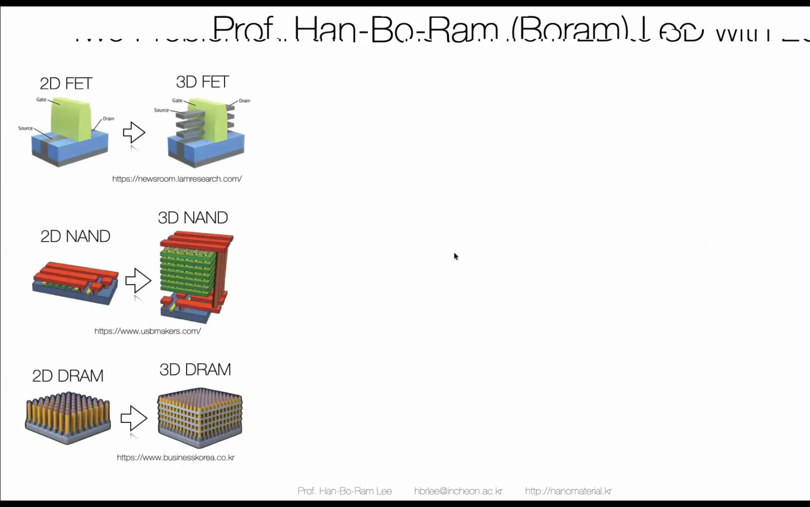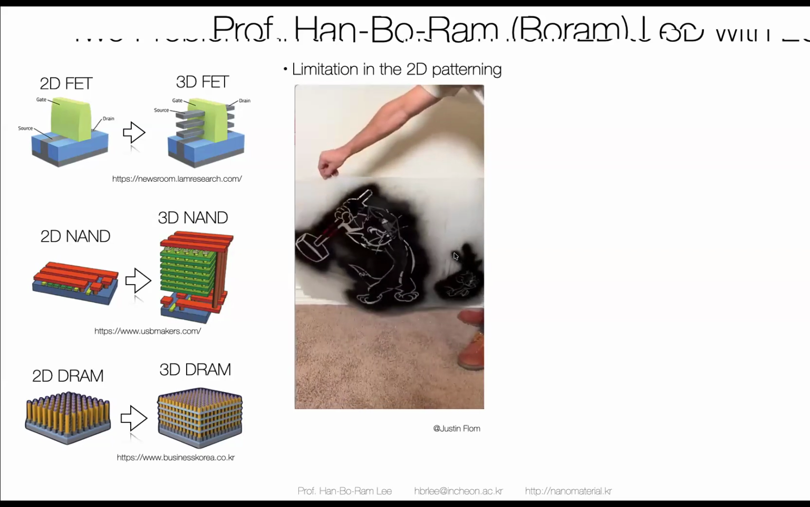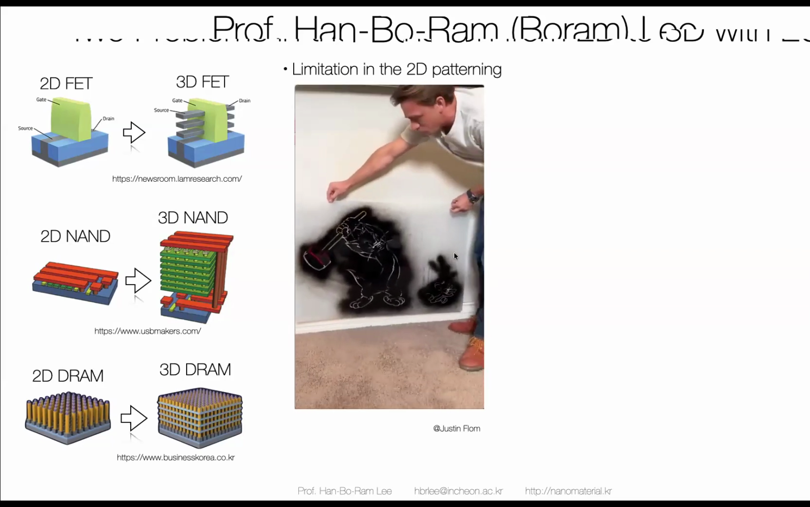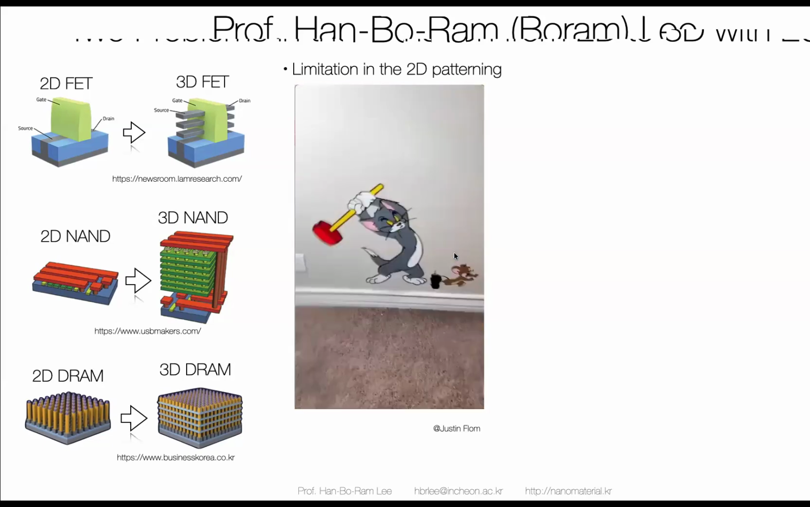As you know, the three main devices, logic, NAND flash memory, and DRAM, are moving from two-dimensional to three-dimensional. But right now, we are still using two-dimensional based fabrication technology. I like the movie. This is exactly the same as our nanofabrication for semiconductor devices. Patterning, etching out, and again, repeat. So this is a very two-dimensional process. This is not very proper for making three-dimensional devices.